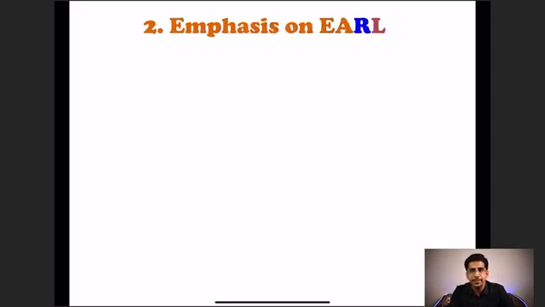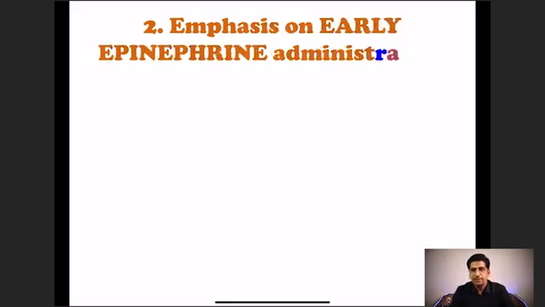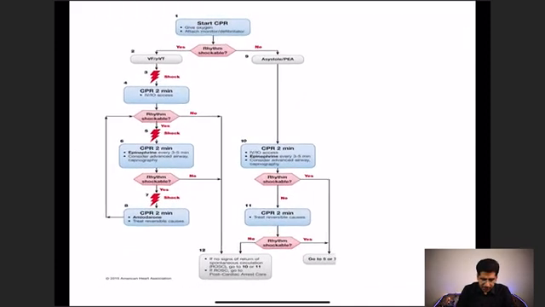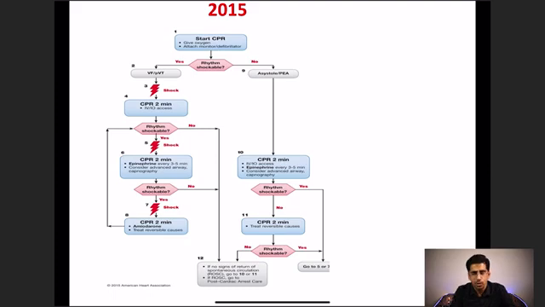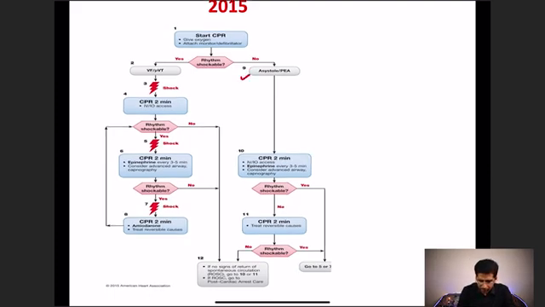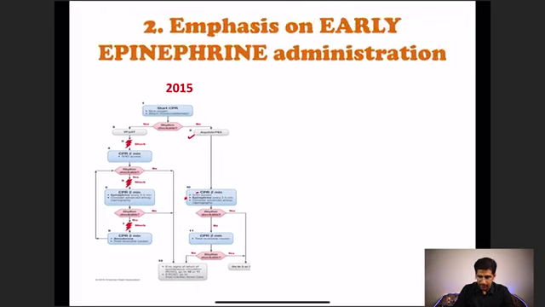Now coming on to the second. Now they have laid more emphasis on early epinephrine administration. Previously in 2015, this was our algorithm which we used to follow. In case of asystole or PEA, directly you have to start the CPR and you have to give epinephrine after starting the CPR. So this was the algorithm which we were following for the past 5 years.